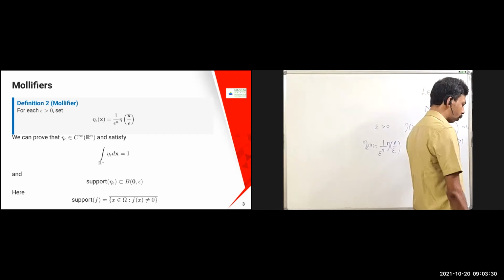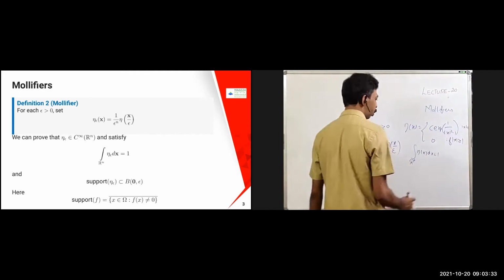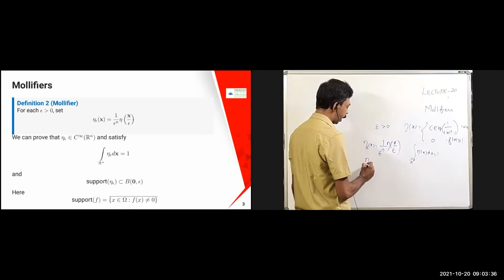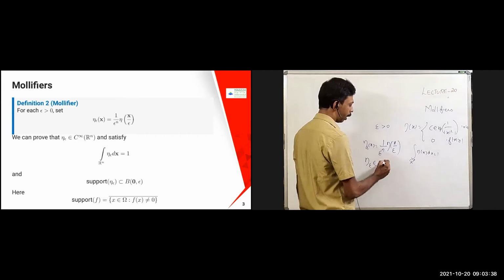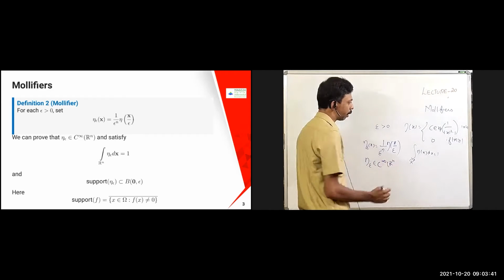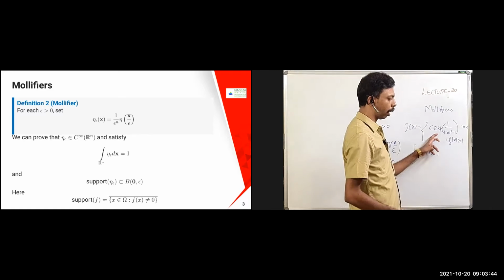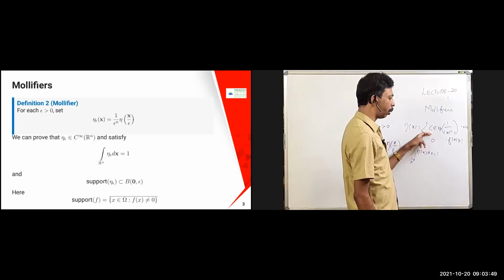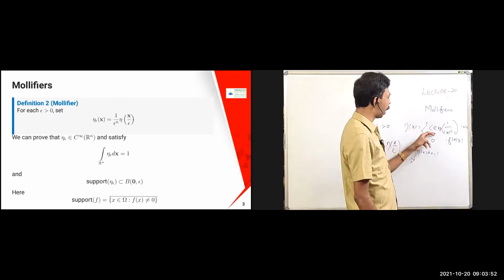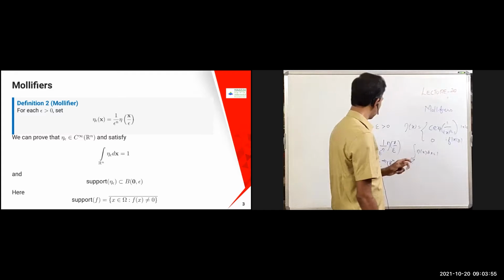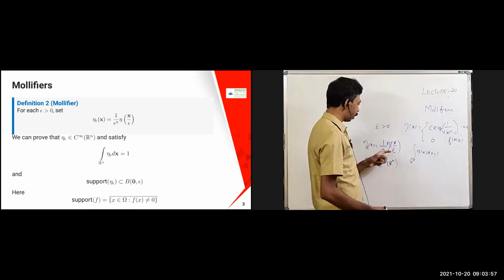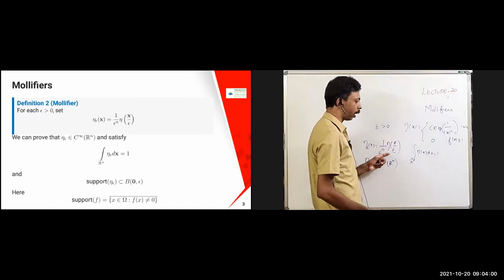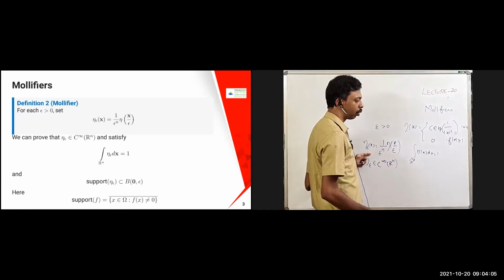So from this one also you can prove that eta epsilon belongs to C infinity of R^n, because the exponential is an infinitely differentiable function. However many times you differentiate it, it remains infinitely differentiable. Therefore eta belongs to C infinity. Now eta epsilon I defined in a similar way, from eta of x only. That is just a modification; I just introduced x by epsilon. Therefore eta epsilon also belongs to C infinity of R^n.